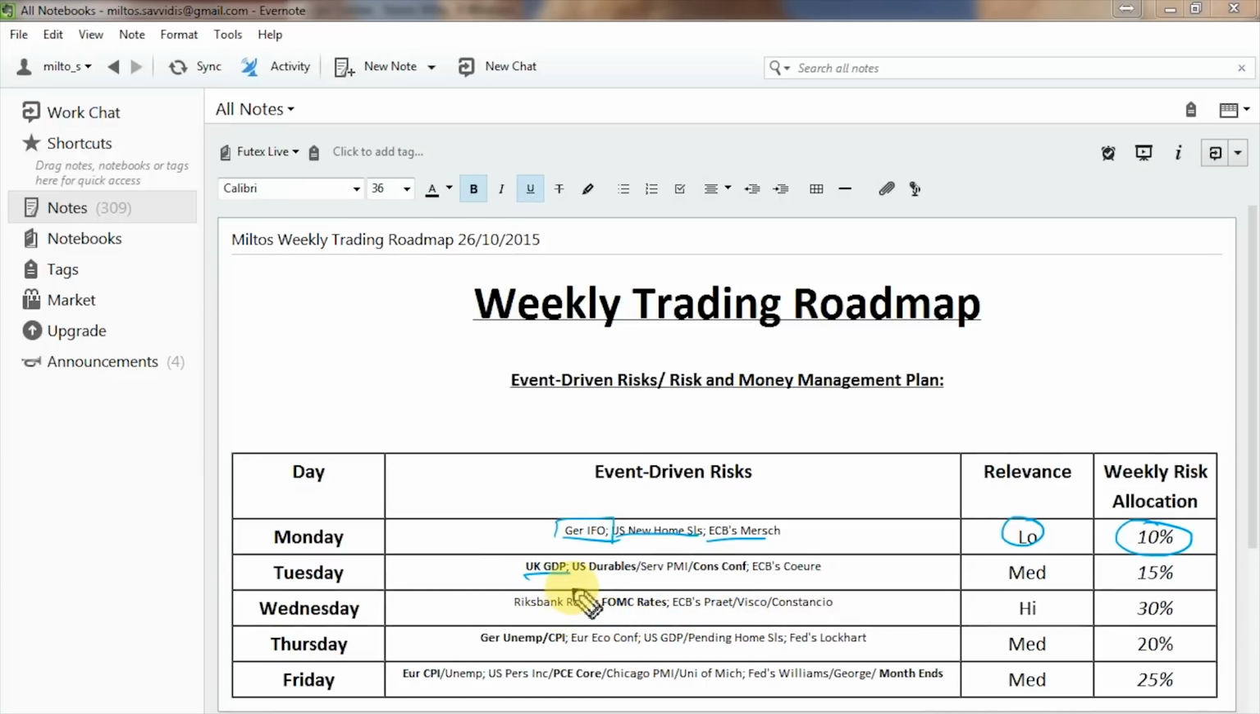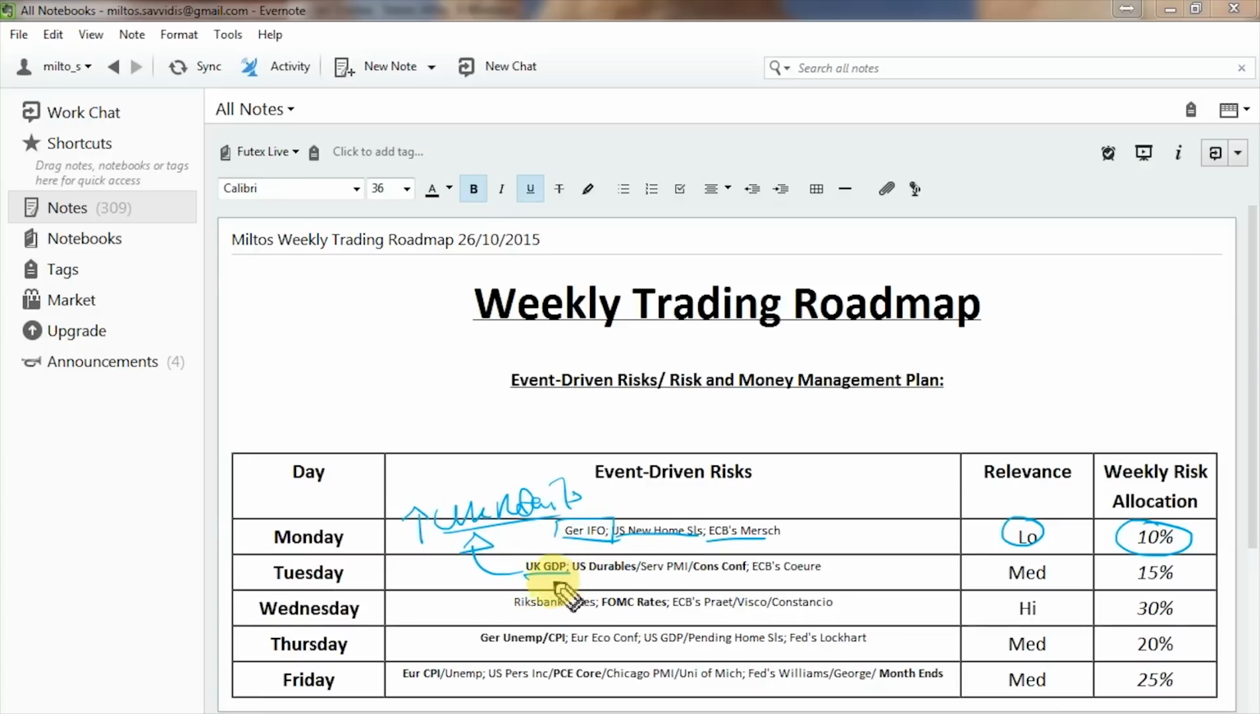Moving on to Tuesday, we've got the UK GDP. Going to be somewhat significant. We have seen a very big UK retail sales, so that was particularly large last week. So that is going to be quite important. Just keep an eye on how the GDP figure is.